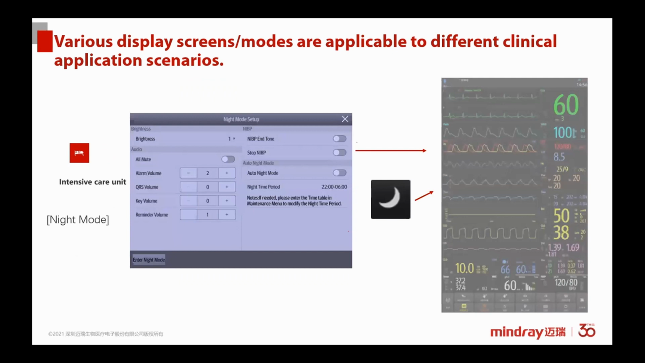Next one is for the night mode. It's a special monitoring mode to prevent the monitor from interrupting the patient. In night mode, the monitor alarm volume, the heartbeat volume, and the key volume will automatically change to the minimum. And the monitor alarm light brightness also changes to low.